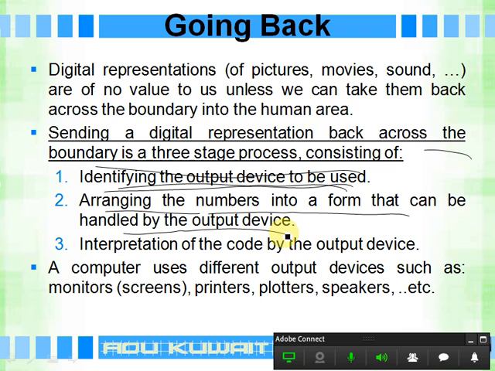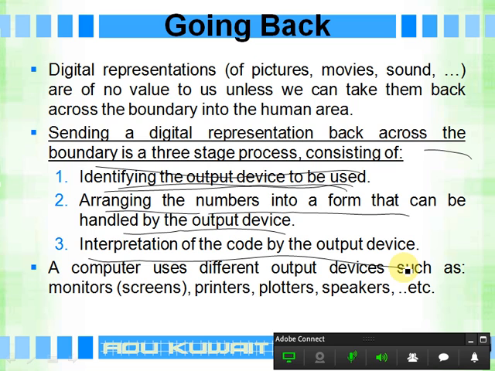Number 2, arranging the numbers into a form that can be handled by the output device. Arranging the numbers: we store zeros and ones. When you take the photo into digital form, what do you store? You store zeros and ones. So these zeros and ones, again we need to arrange in a format that gives us the original one. Okay. Number 2.